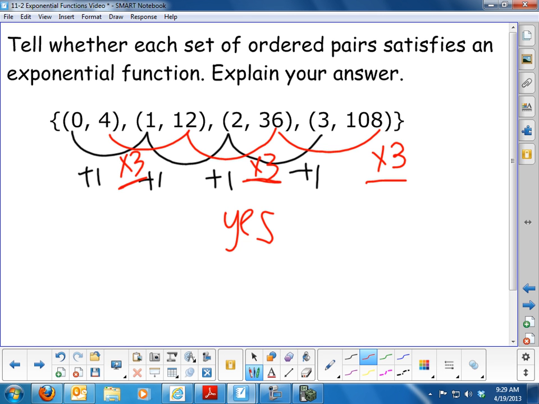Now if this changes for just one second, and let's pretend that this times 3, let's say I had to multiply 12 times 4 to get to 36, even though we don't, but let's say we did. This would not be an exponential now, since that pattern of multiplying by 3 is broken.